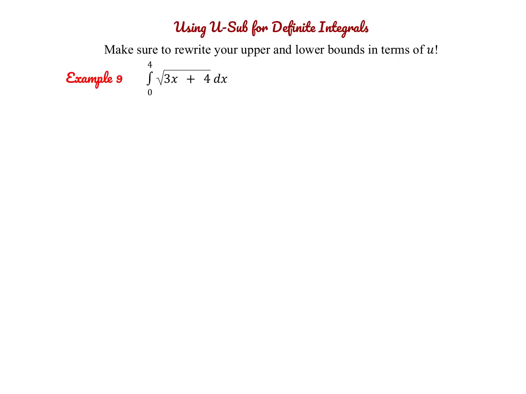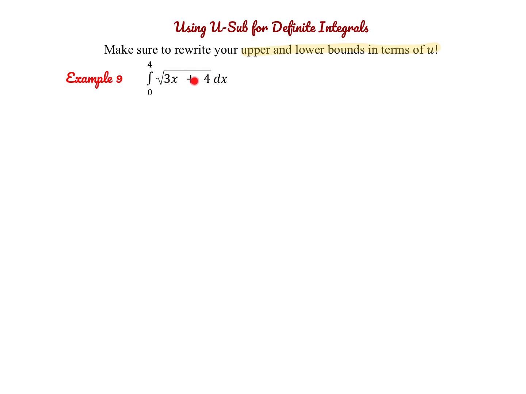Okay, so now we're going to try doing a U-sub problem with a definite integral. So the process is going to be almost the same, except once we've done our substitution for u, we need to make sure to also rewrite our upper and lower bounds in terms of u to help us evaluate. And then we'll use that FTC part 2 to help us finish evaluating.